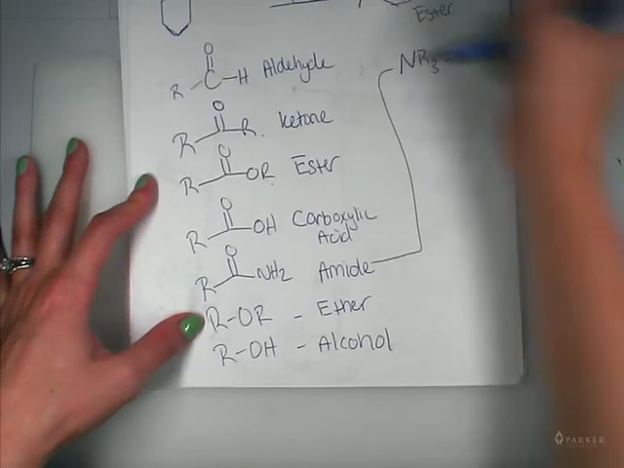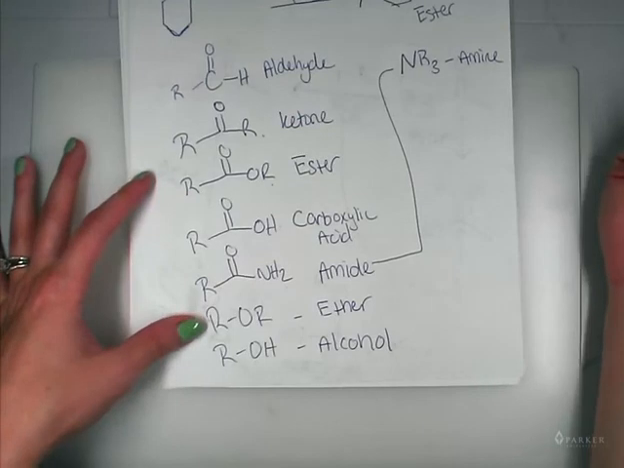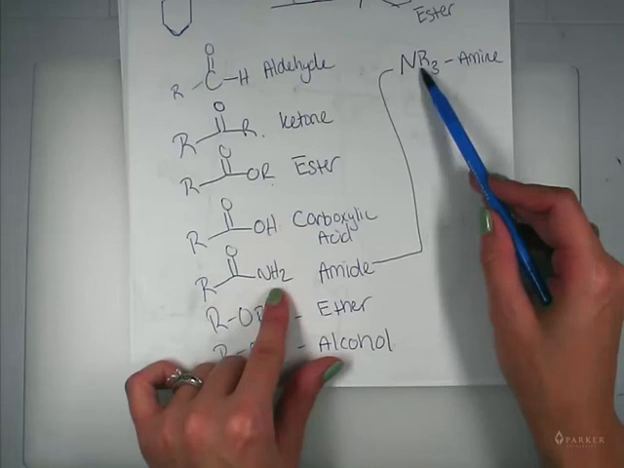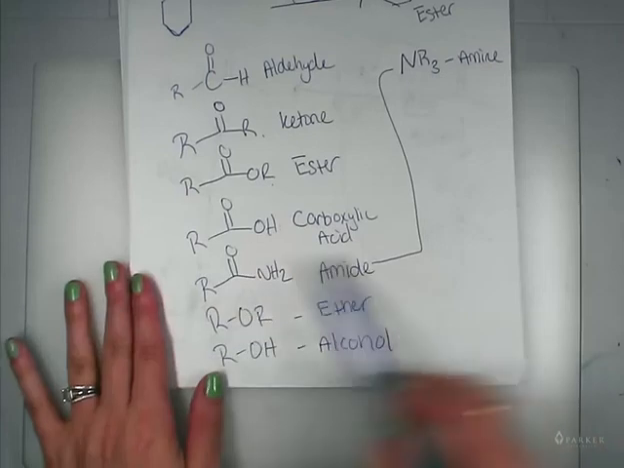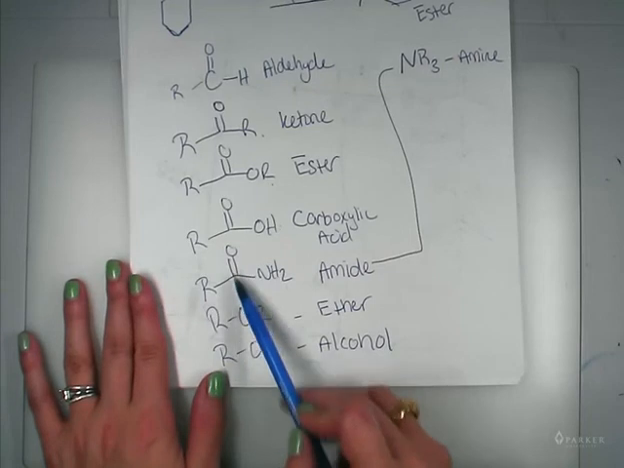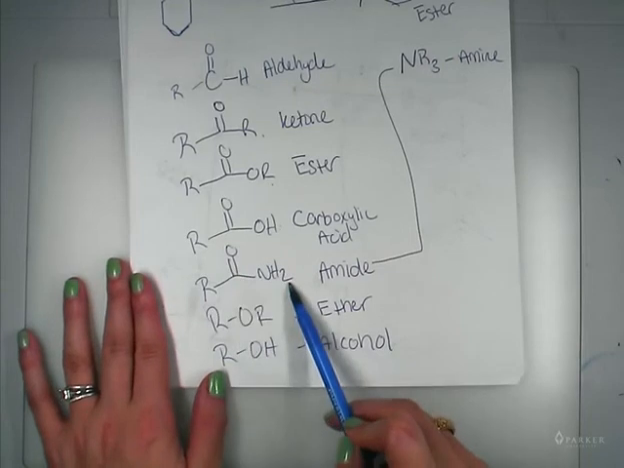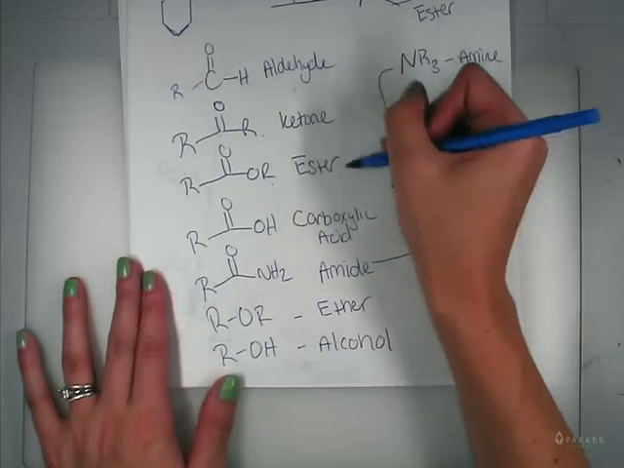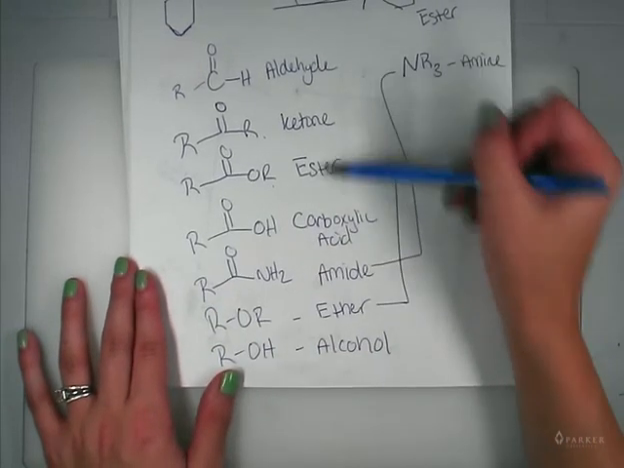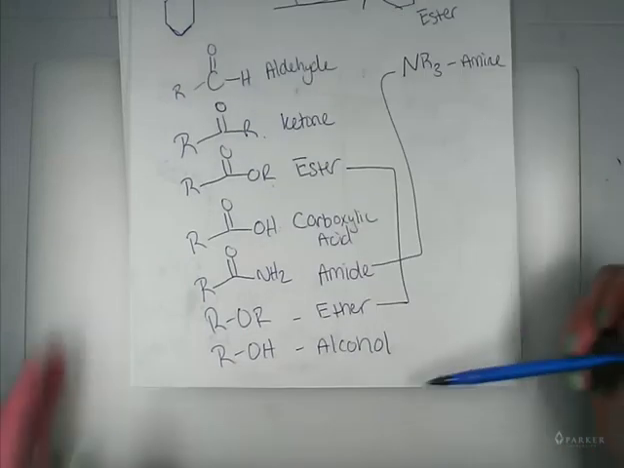Notice that amine and amide kind of sound the same, right? And they're very similar. The difference between an amine and an amide is that an amide is attached to a carbonyl. So it's a carbonyl with an amine. That's an amide. And then the other pair would be ester and ether. So an ester is an ether with a carbonyl.